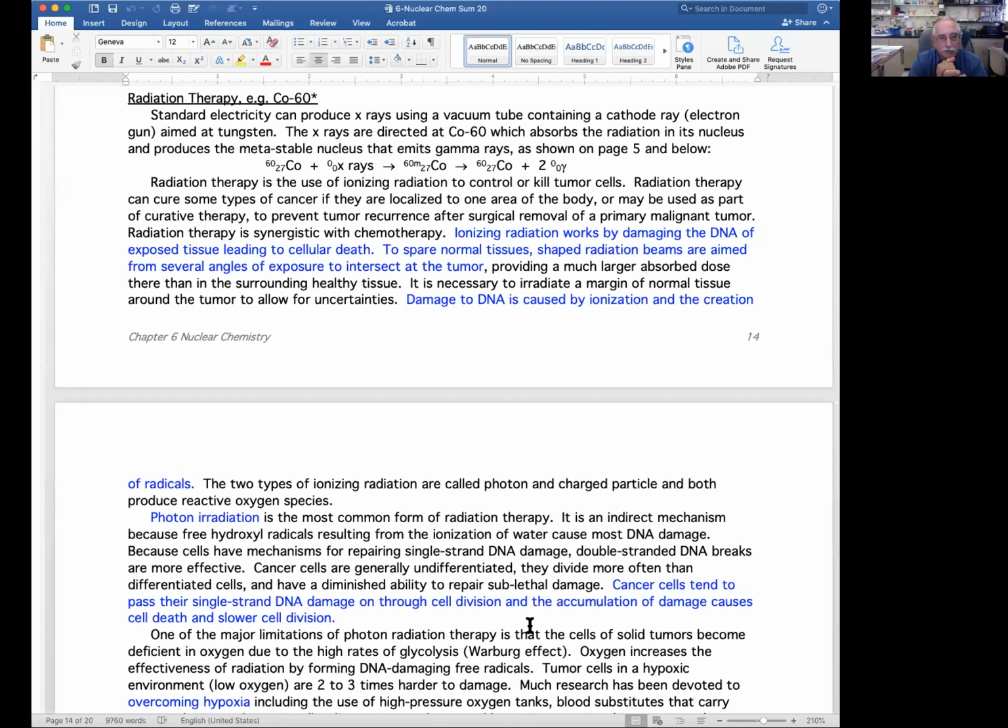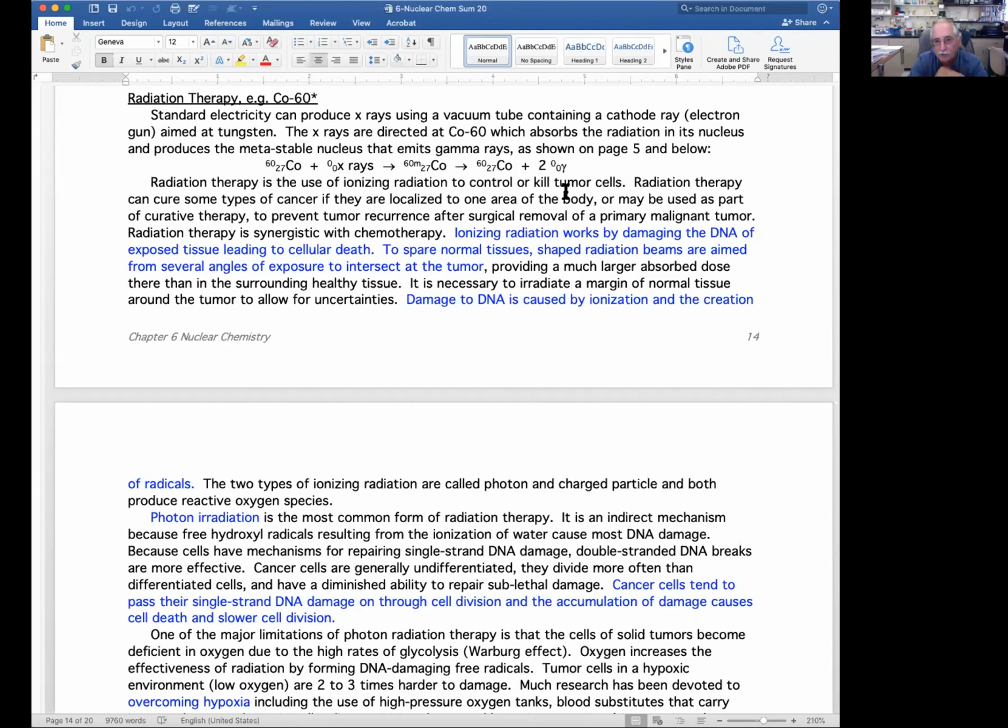So then we also use radioactivity in radiation therapy, mostly cobalt-60. So here's cobalt being bombarded by X-rays, and then we get the metastable nucleus. Okay, so nothing has changed here. No nuclear reaction has really happened. We just have an unstable nucleus. And then when it becomes stable, it gives off gamma rays. Okay. So what will we use this for?